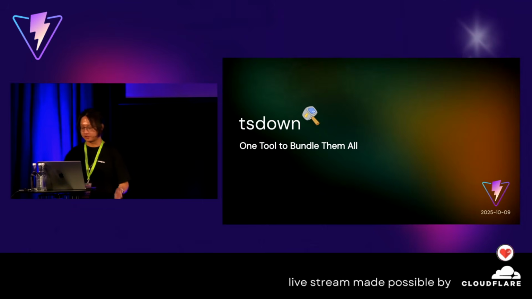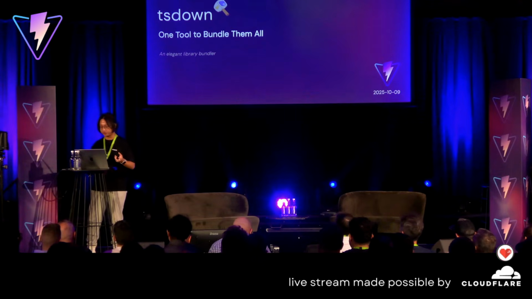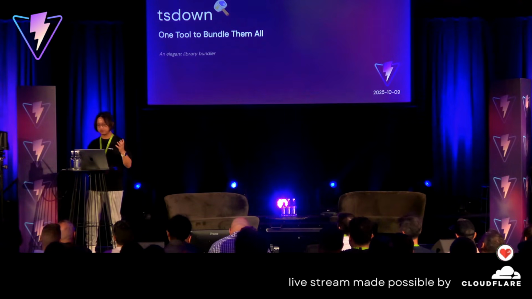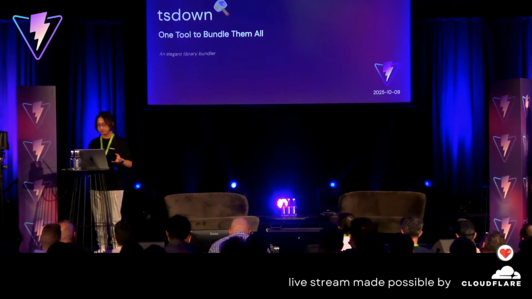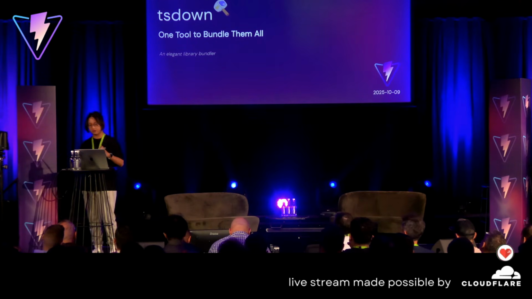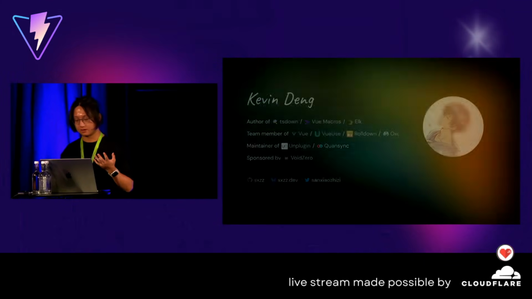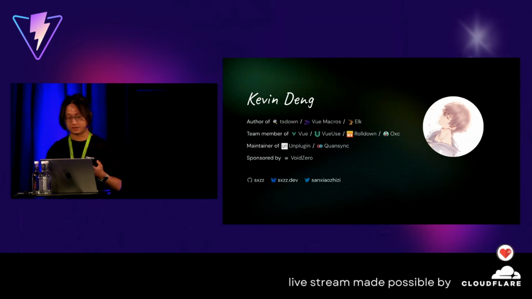And today I'm super excited to introduce a library bundler called tsdown. Tsdown is designed to be an elegant solution for bundling libraries. Its goal is to help both front-end and back-end developers build and publish their TypeScript libraries more efficiently and easily. So in this talk, I will cover tsdown's design philosophy and its key features, and how it makes library development simpler and more streamlined.